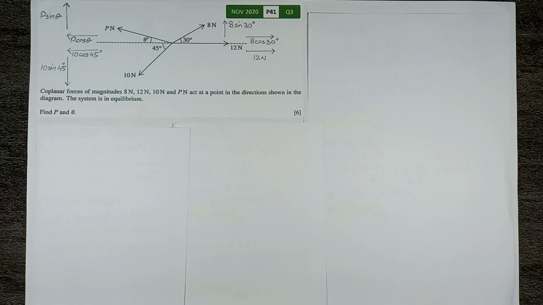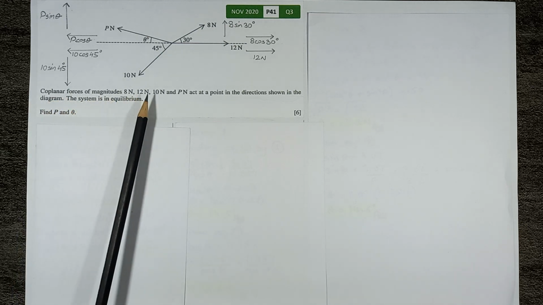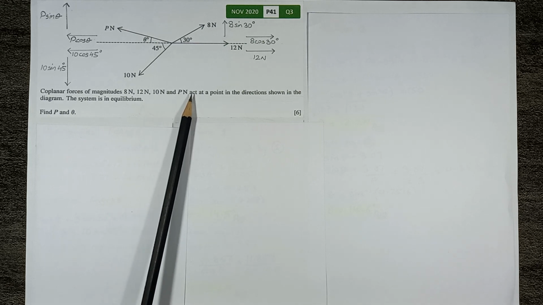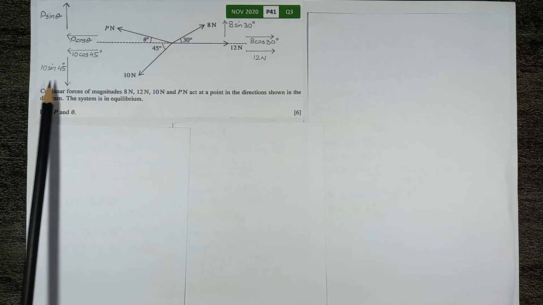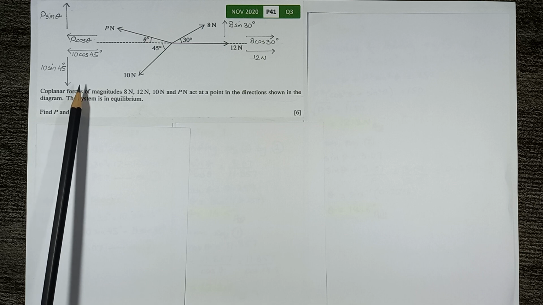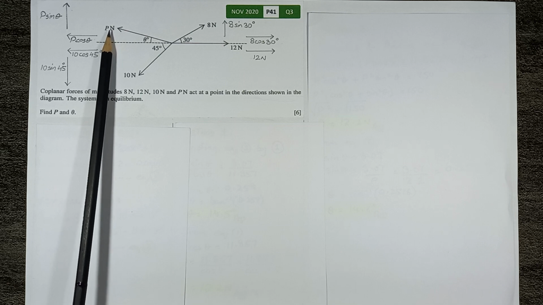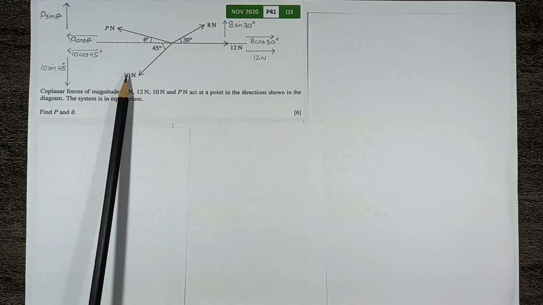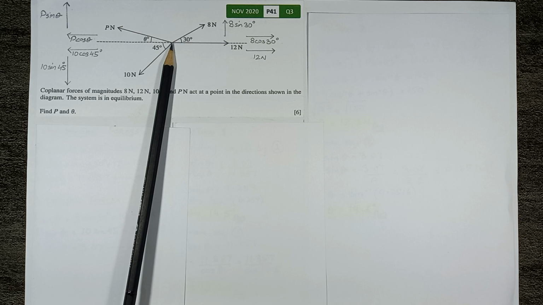Hello everyone, we have a question which says that coplanar forces of magnitude 8 Newton, 12 Newton, 10 Newton and P Newton act at a point in the direction shown in the diagram. What are coplanar forces? Coplanar forces are basically those forces which act at a single point. If you look at the diagram, we can see that the P Newton, 8 Newton, 12 and 10 Newton all are acting at this particular point. Therefore, all these four forces are coplanar forces.